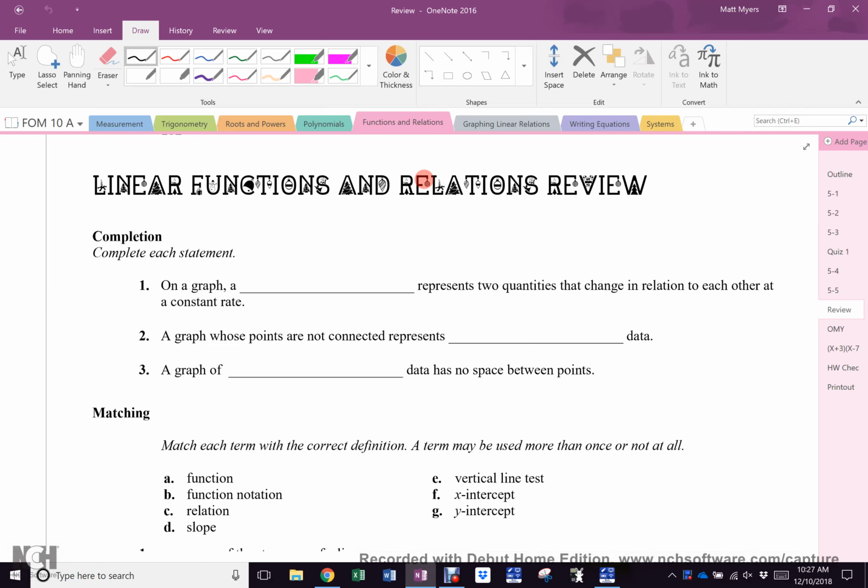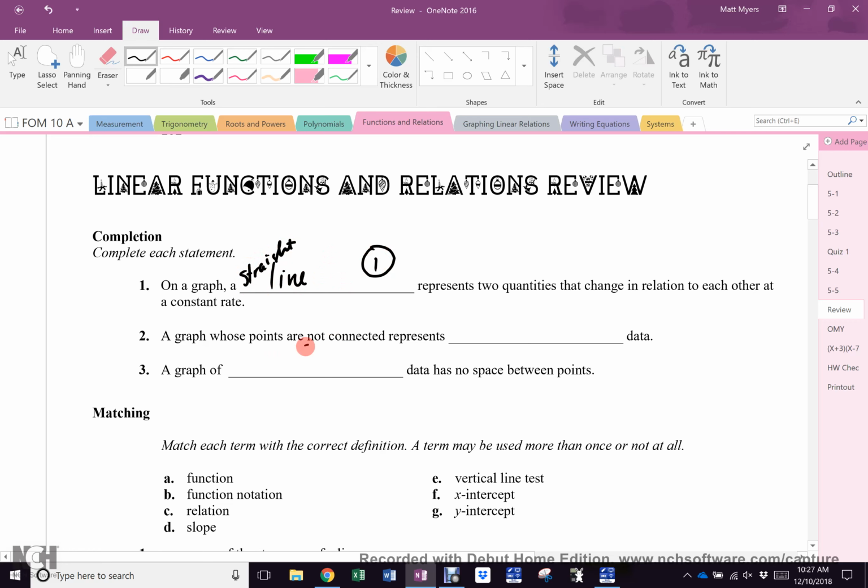Let's go. On a graph, a blank represents two quantities that change in relation to each other at a constant rate. On the graph, what would it look like? Linear function would be acceptable. That's one answer I could put there. What else could I put? Straight line. What else could I put? Same as linear function. I could say linear relation. They'd be fine. The best answer on a graph would be straight line, yes? But I will accept anything like that. I'm not going to fill it in because there's too many words to fit in there. I need to see the word straight or line somewhere to get that mark.